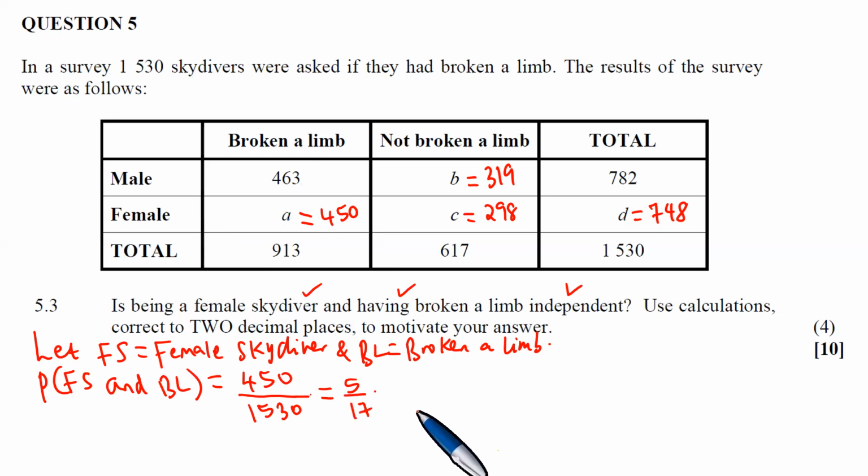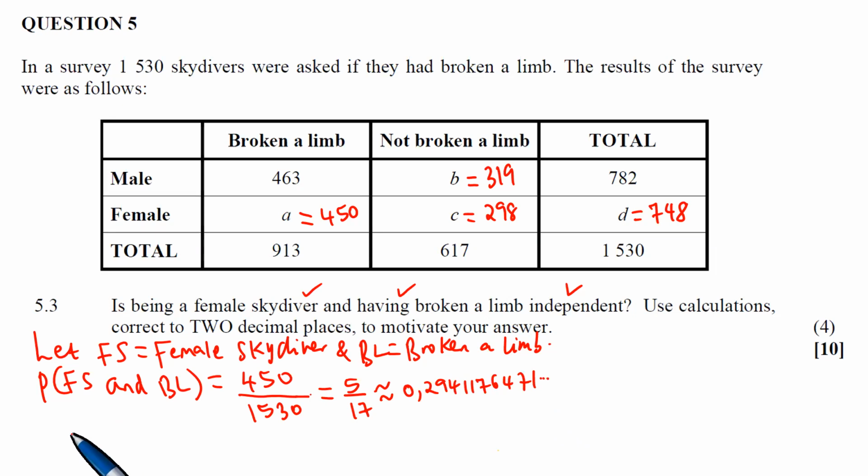And 5 out of 17 is the same as approximately what? Using a calculator it is 0.294117647.